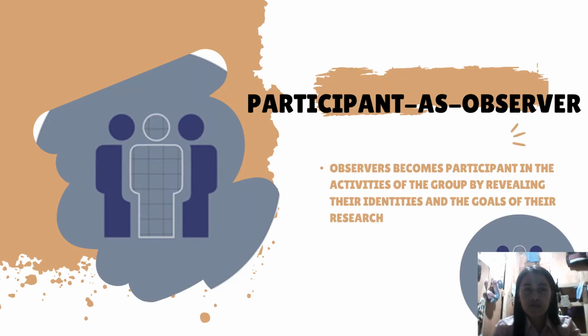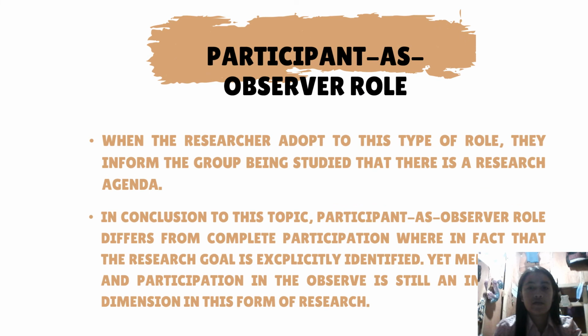So the second type of field research is the participant as observer. The observer becomes a participant in the activities of the group by revealing their identity and the goals of their research. So in the participant as observer role, when the researcher adopts this type of role, they inform the group being studied that there is a research agenda.